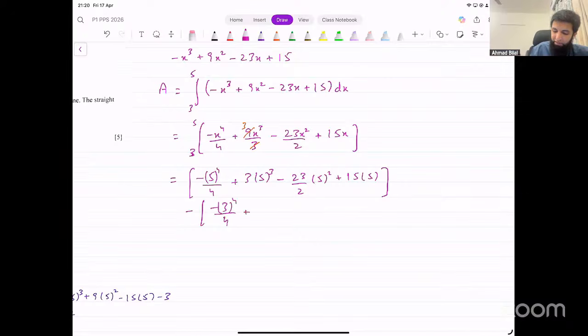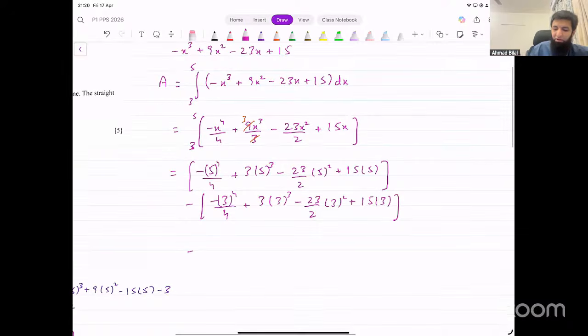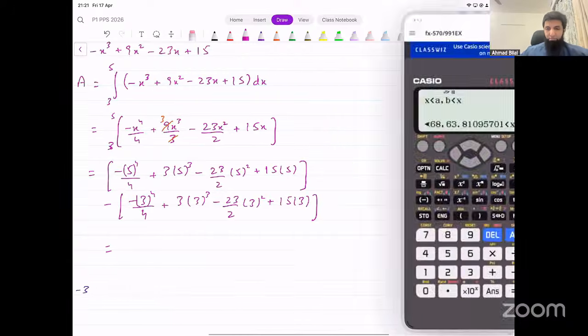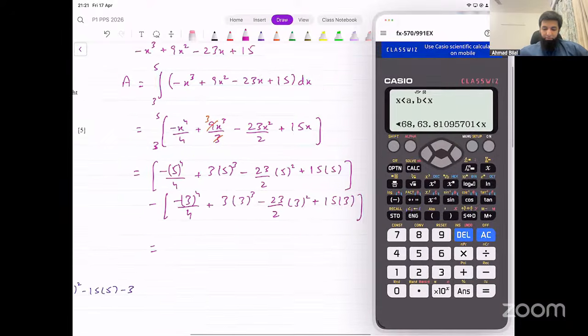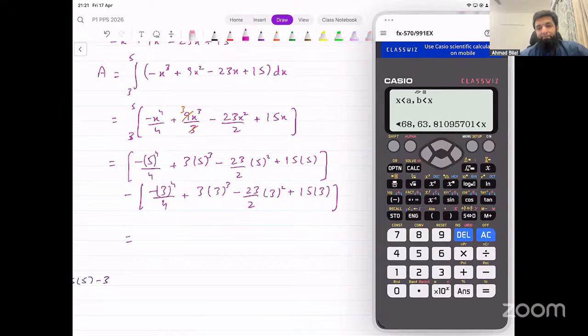This working is necessary. You cannot skip this, otherwise you lose marks. 3 into 3 cube minus 23 over 2 into 3 squared plus 15 into 3. Now you can write down the final answer if you want, or evaluate the first part separately, second part separately, and then you can find the difference between them. What do you get? What do you get? Anyone?